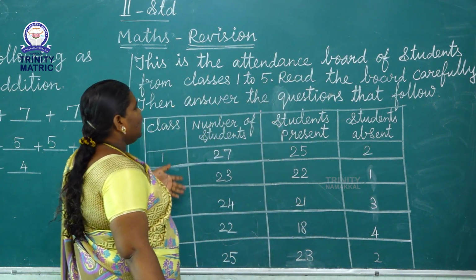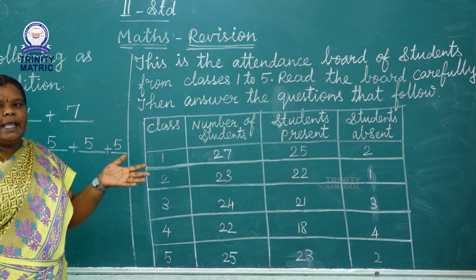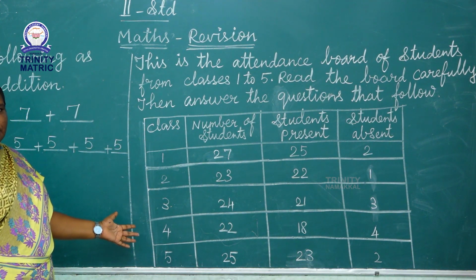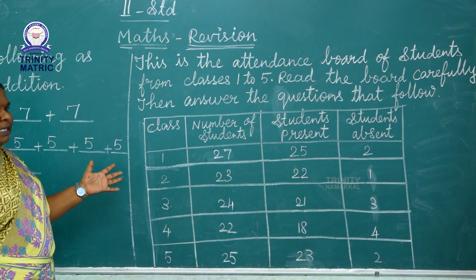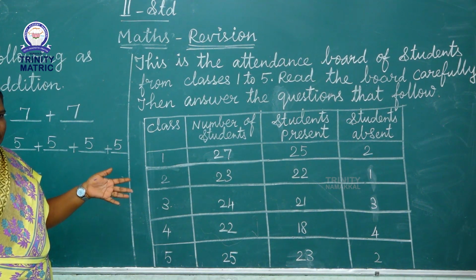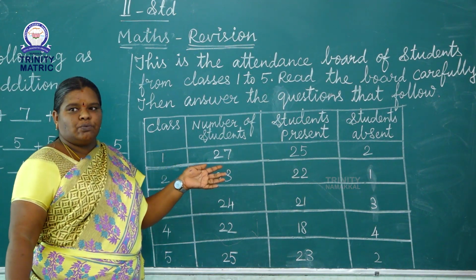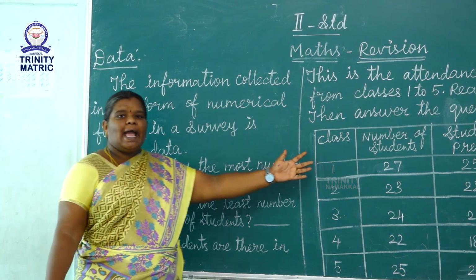They are given this data. We are using the data handling sum. What is this sum? Data handling sum. What type of sum? Data handling sum. What is data? We can see now. Okay, this is the data handling sum.